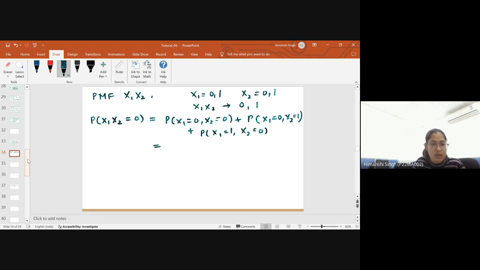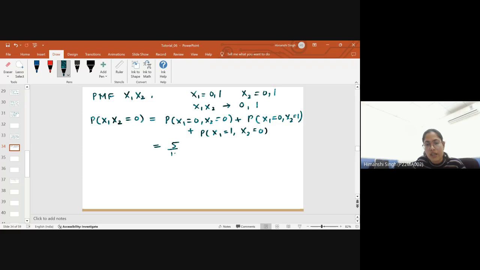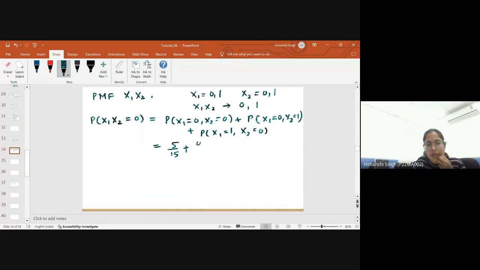These probabilities we need to calculate from the table which we made initially. So x1 is 0, x2 is 0 is 5 by 15, plus x1 is 0, x2 is 1, that is 4 by 15, and otherwise also it is 4 by 15. So it is 5 plus 4 plus 4, that is 13 by 15.